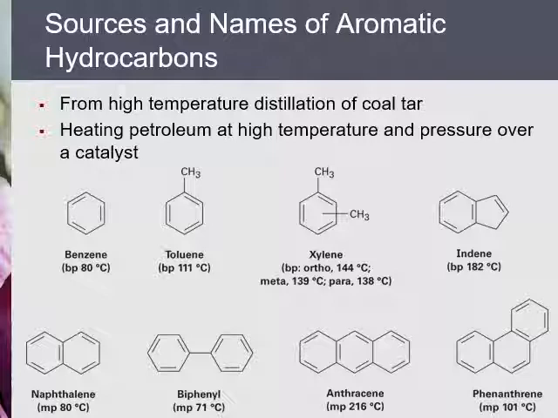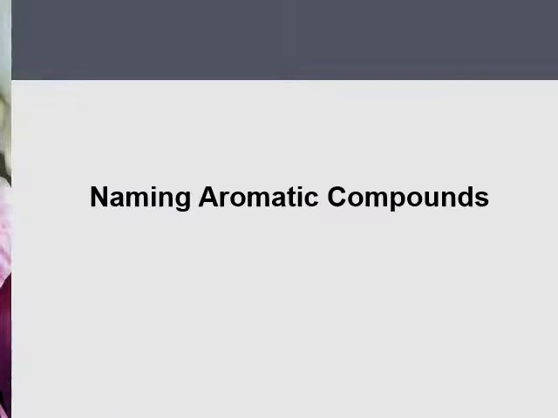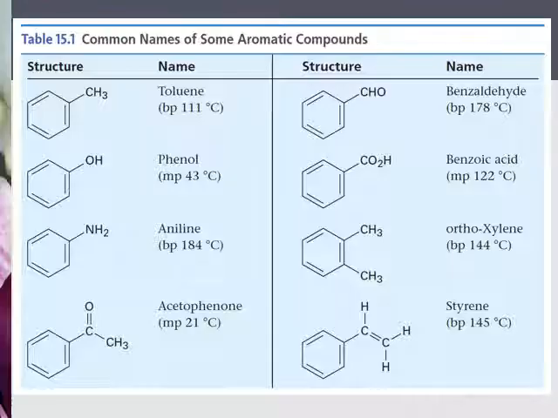Most aromatic compounds are made either from high-temperature distillation of coal tar or by heating petroleum at high temperature and pressure over a catalyst. Let's first discuss the naming of aromatic compounds. This table lists common names of some aromatic compounds. These compounds are widely used in laboratory and industry.